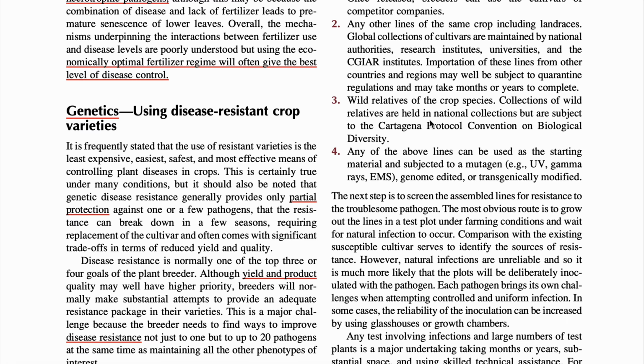Collections of wild relatives are held in national collections but are subject to the Cartagena Protocol and the Convention on Biological Diversity. I believe wild relatives of species means the ones which are familiar, and they have their natural tendency to defend against such pathogens.